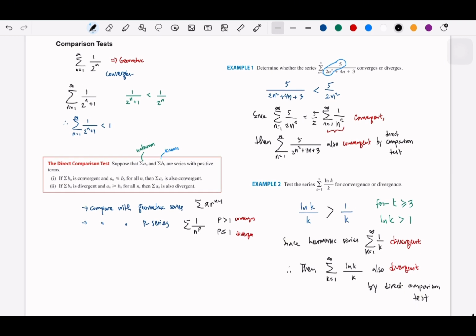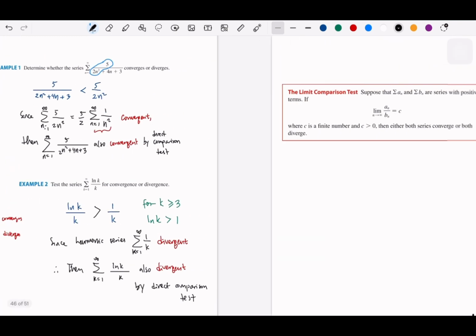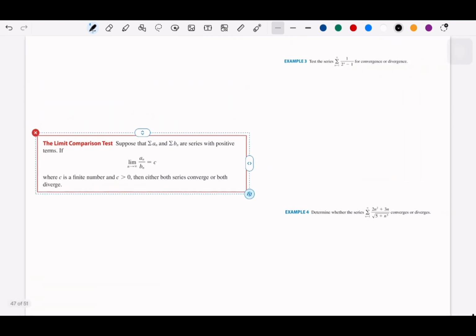Any questions so far? As long as you can know how to use this, it should be okay. It should be okay. And the second test is still in the comparison test. It's what we call the limit comparison test. Okay? That is, I think, more applicable for most comparison. The direct comparison, it has some flaw, some weakness. So if you imagine, so this is the limit comparison test.